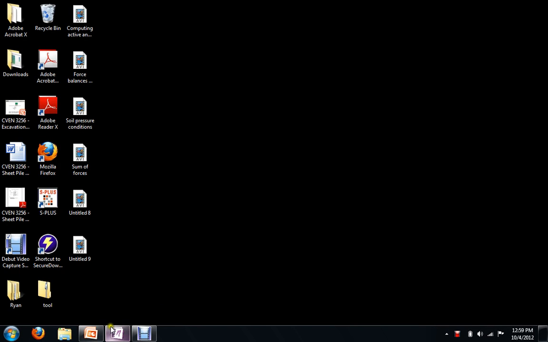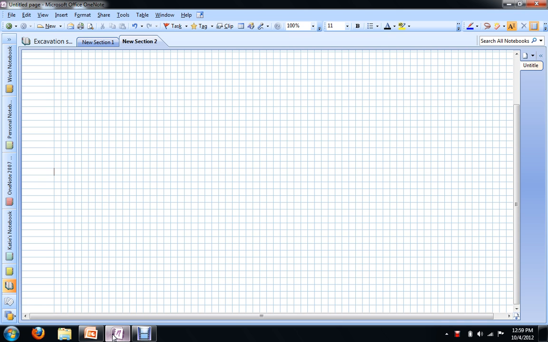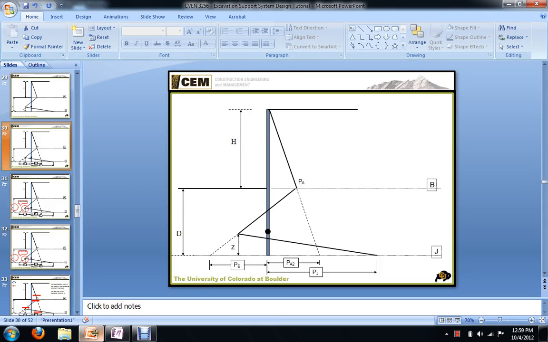Welcome back. What we're going to do is pick up with our sheet pile design where we left off in the previous video. We computed our force balances below the excavation bottom and our point J, where the tip of the pile will be driven to. So we know that we have this complex pressure distribution, and at this point we are going to consider the sum of forces and sum of moments.